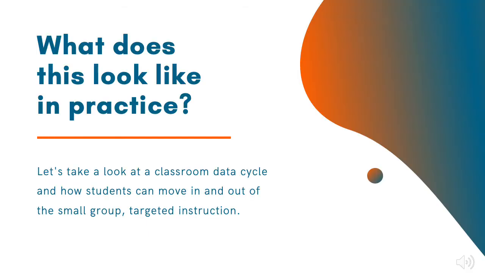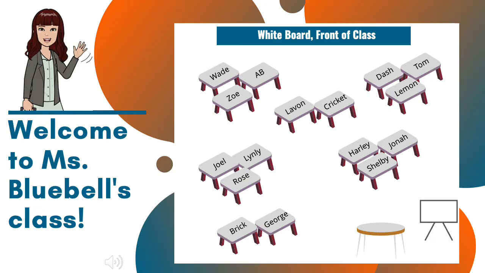So, what does this look like in practice? Let's take a look at a classroom data cycle and how students can move in and out of the small group targeted instruction. Welcome to Ms. Bluebell's class. She has students in groups of 2 or 3 with a table at the back of the room for her small group work. You can see this on the seating chart.